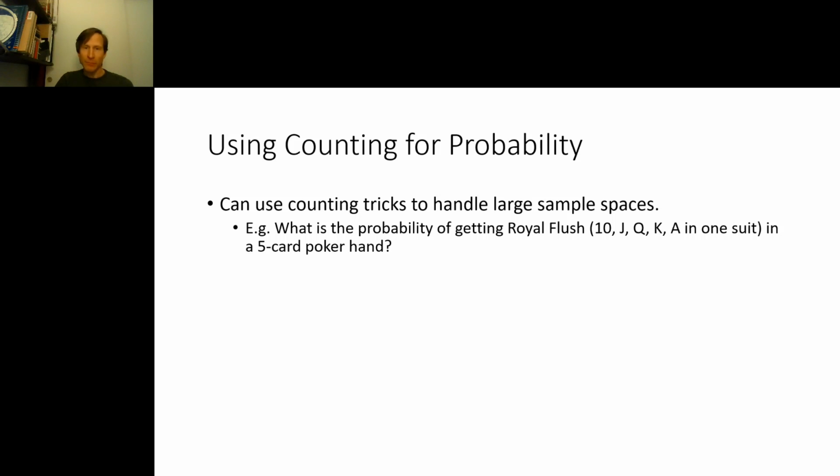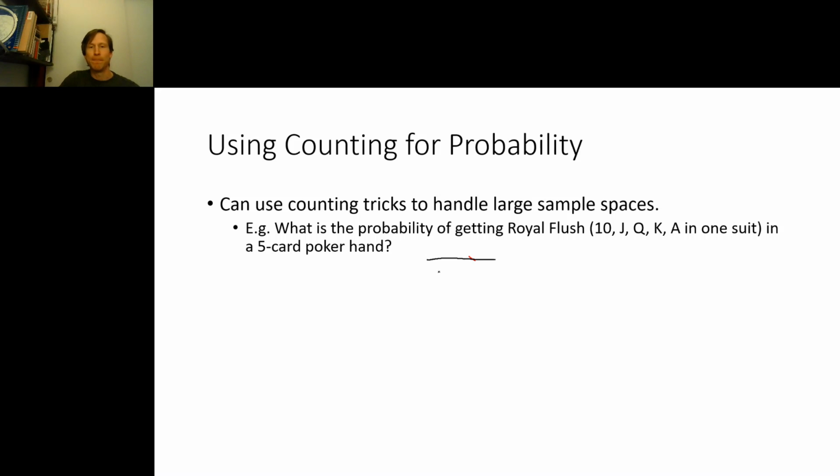For example, if you think about finding the probability of getting a royal flush, that's a 10, jack, queen, king, and ace all in one suit, in a 5-card poker hand, as part of calculating that probability, you need to know how many possible 5-card poker hands there are, and there are an awful lot of them. But using what we know about permutations and n choose r, it's actually pretty easy to write down an expression that will tell us how many 5-card poker hands there are.